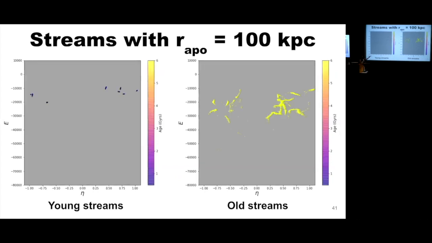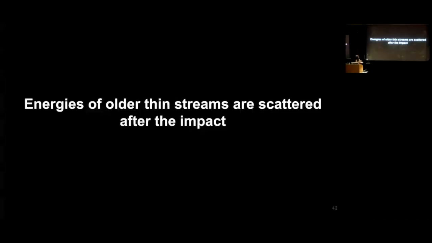So as expected, younger streams don't change their energies much. But the older streams, because of the reason that I told you just before, the energies of star particles disperse more. So the energies of all the thin streams are scattered after the impact.